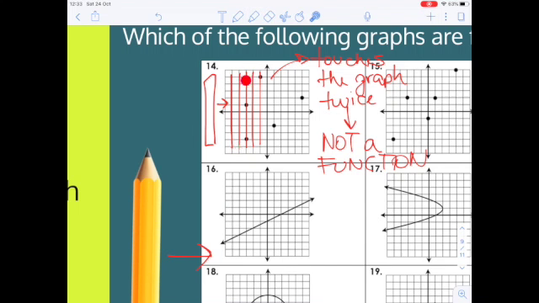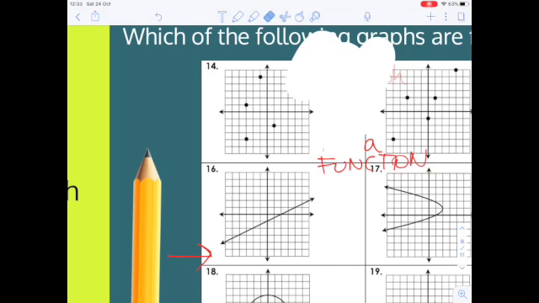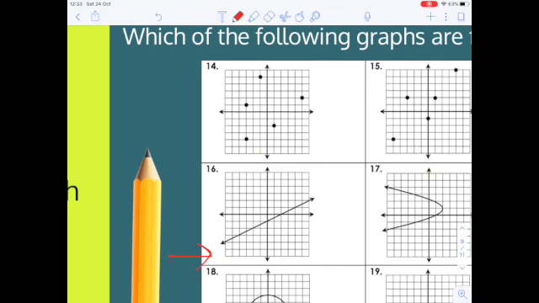But over here, can you guys see that it touches twice? It touches the graph at 2 different points. If it touches the graph at 2 different points, this means that this graph is not a function. It does not represent a function. So we can say that this one is not a function.